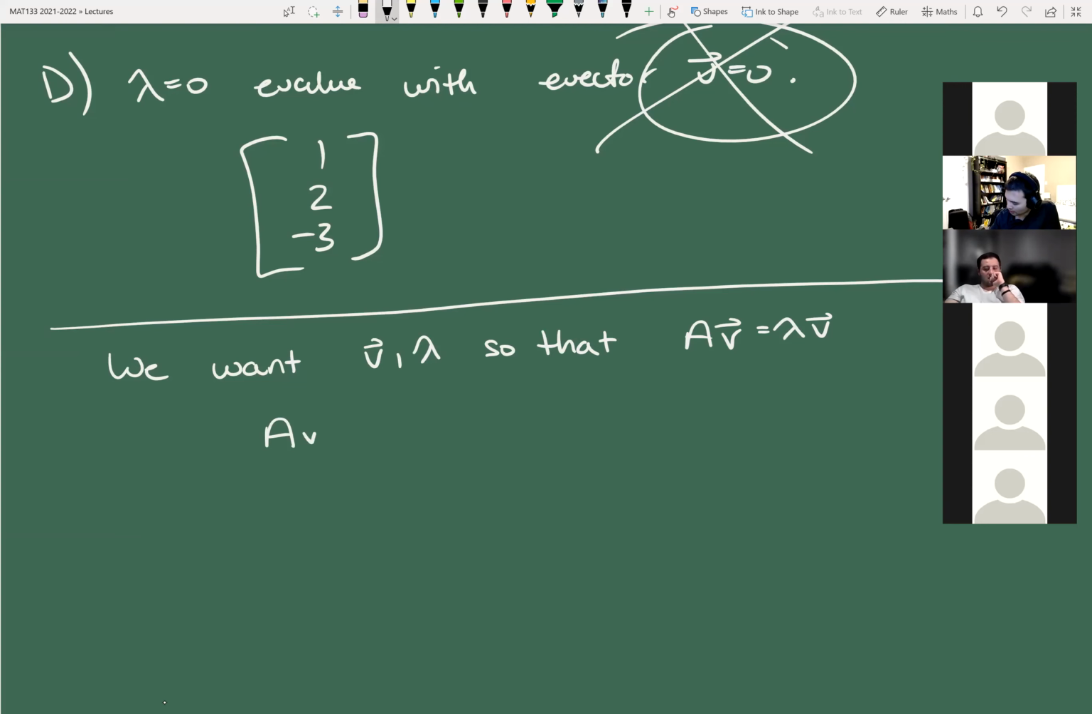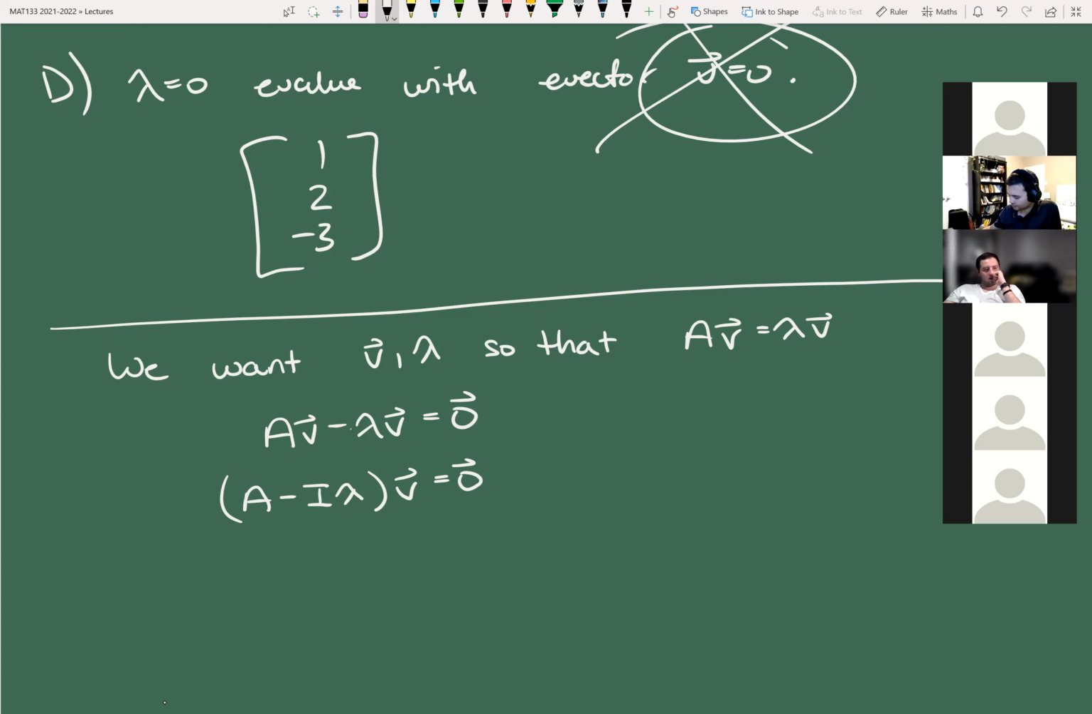Now, if I put this on the other side, that's AV minus lambda V is equal to the 0 vector. And if I factor the V out of this, I would get A minus lambda I, times V, is equal to 0. Okay, is everyone okay with that? Because some people might not be okay with why the identity matrix is there. But if not, you should say something. Why is the I there?